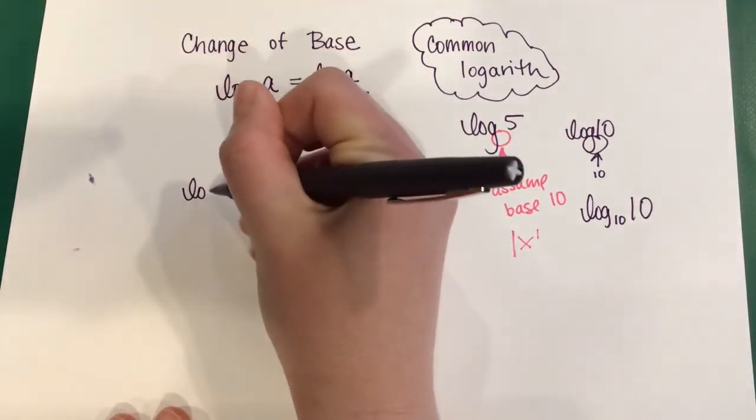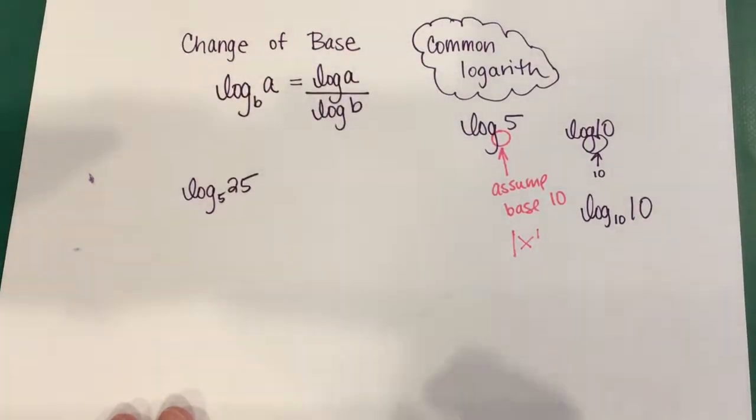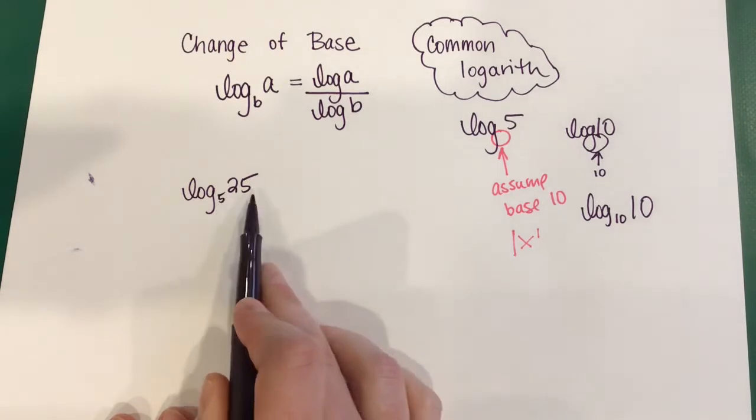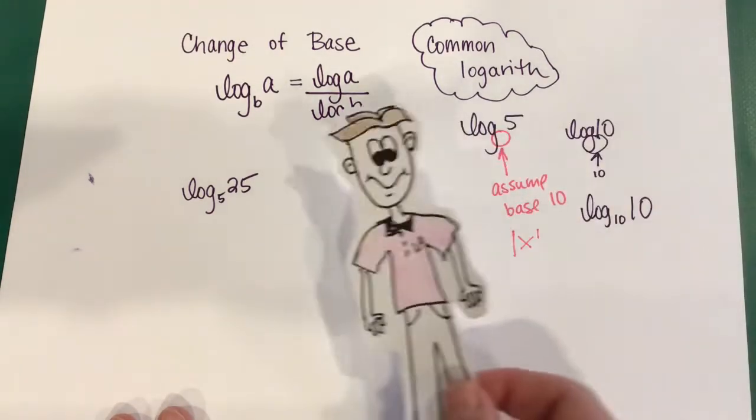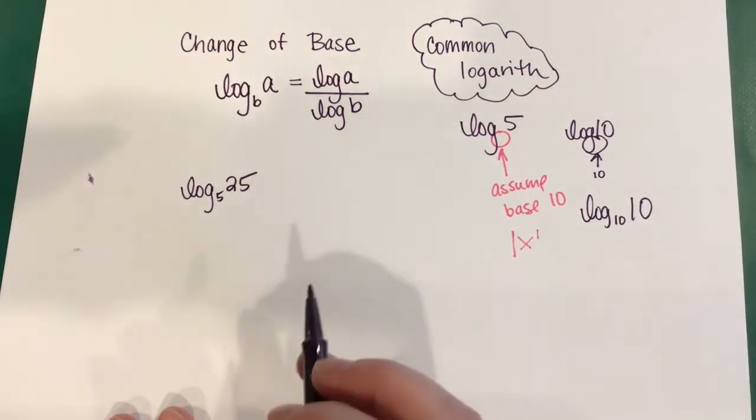If I gave you log base 5 of 25, we know that this means 5 to what power equals 25? It's 2. Yeah, you're right, it's 2.